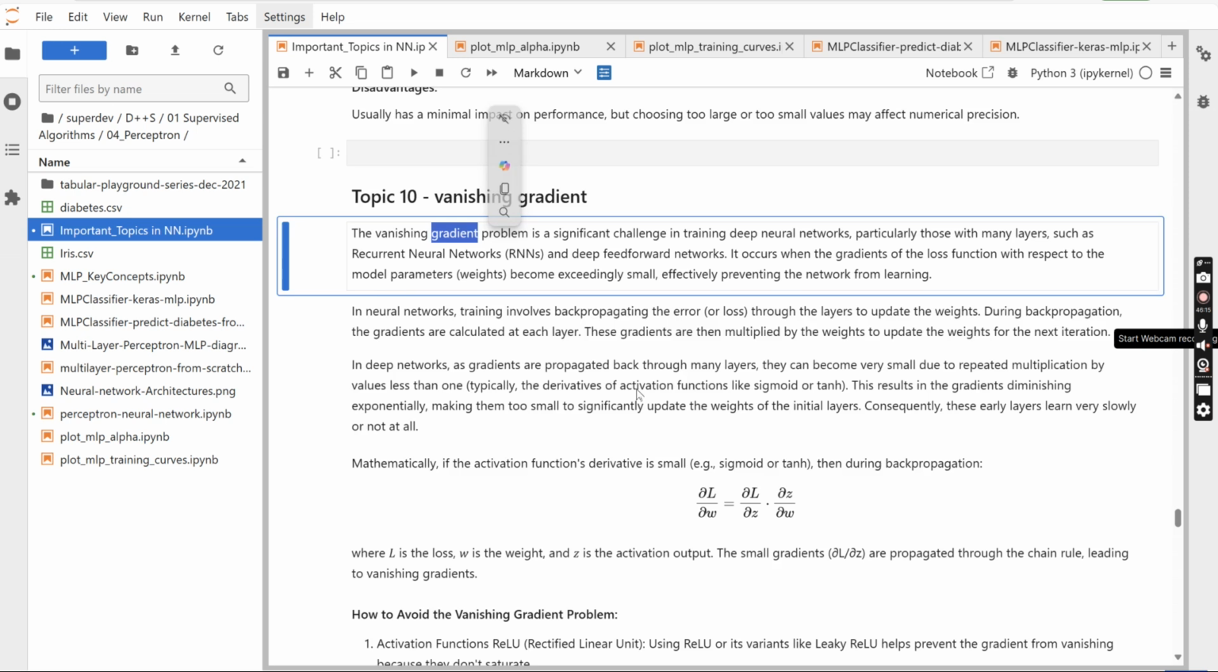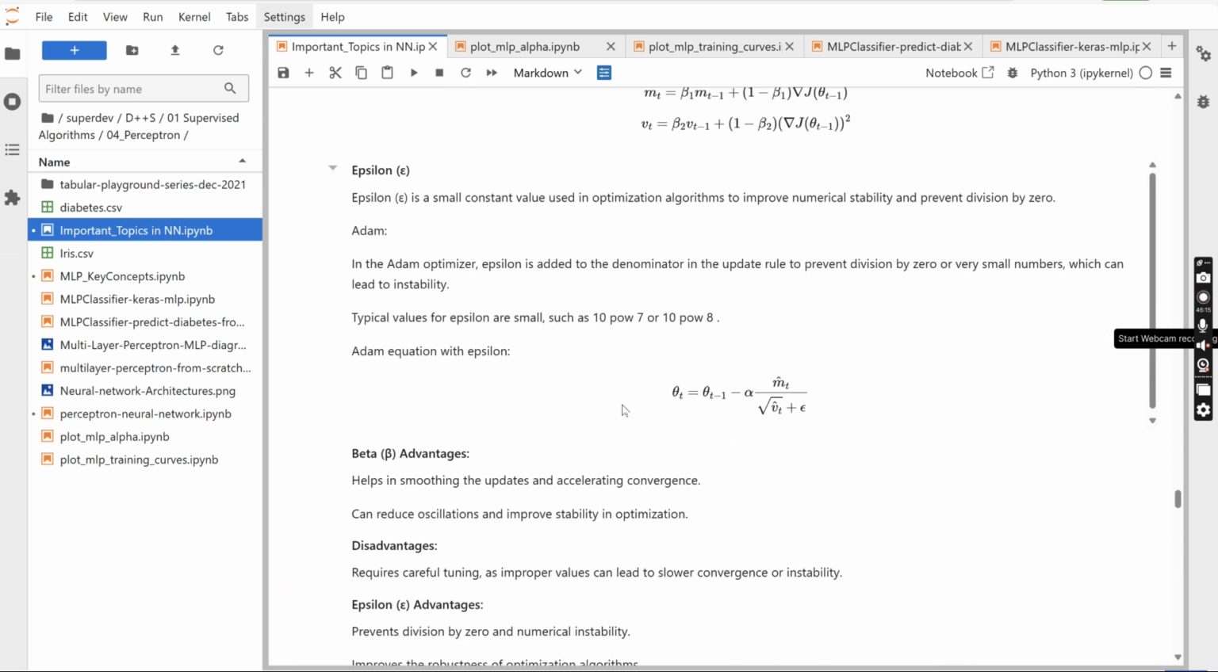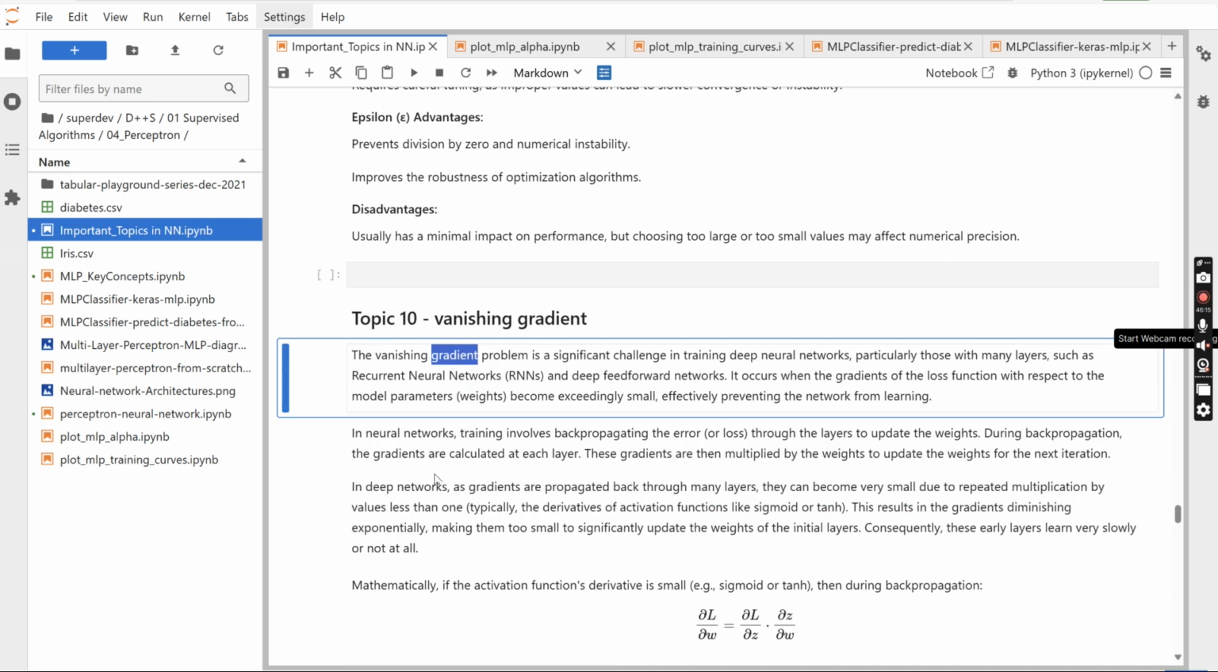First understand what a gradient is. Gradient is this one only. This theta is the weight. You are modifying the weight by doing some minor decreasing here. After you decrease that weight, that becomes a gradient. Now, what we are calling the vanishing gradient problem.